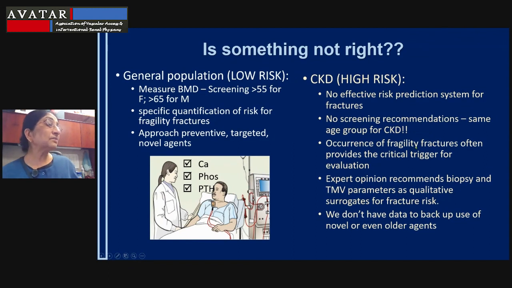It is the occurrence of fragility fractures that provides a critical trigger for evaluation rather than being in a preventative mode. And we rely on expert opinion rather than data, where biopsy and TMV parameters are used as qualitative surrogates for fracture risk. And we do not have data to back up use of novel or even older agents. So something is not right here.